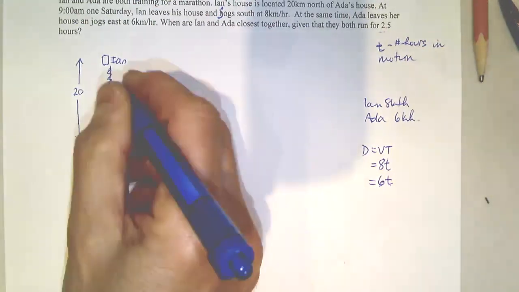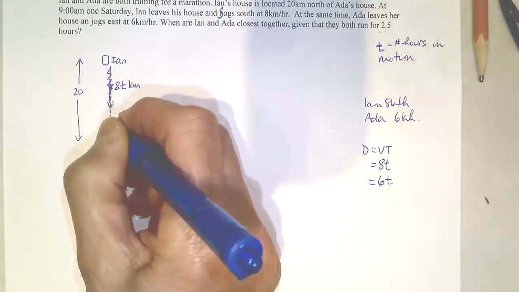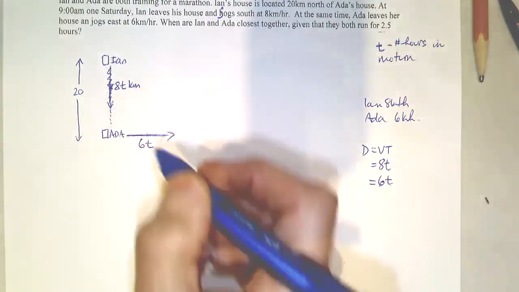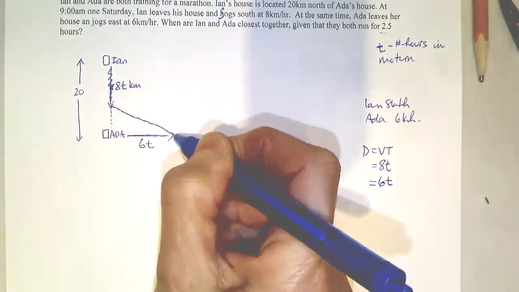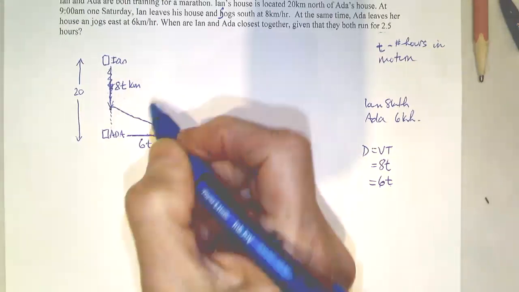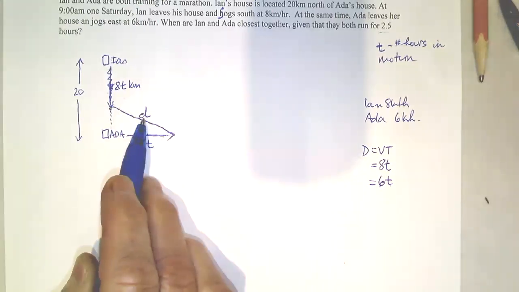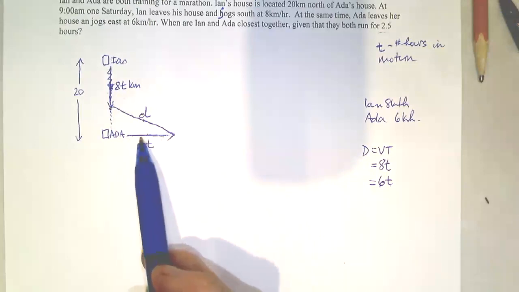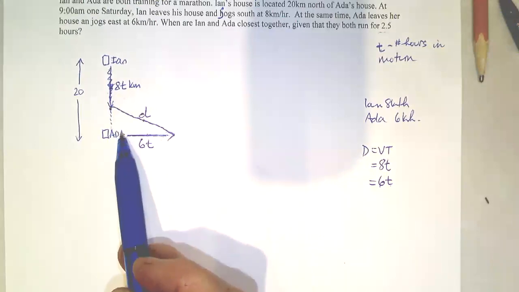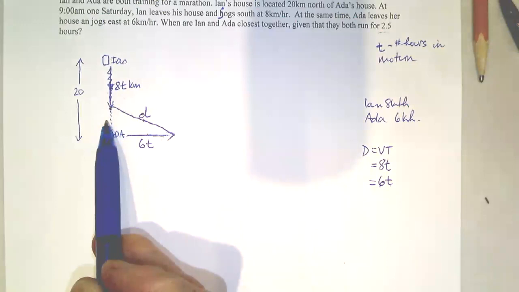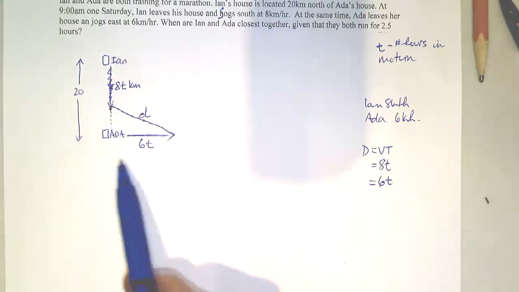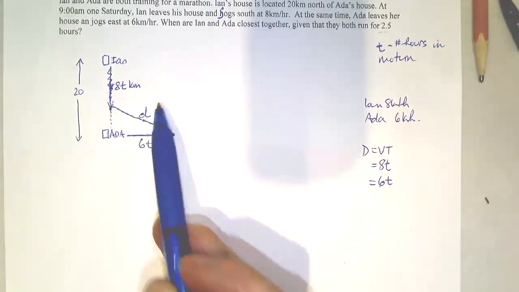Now, the only way I'm going to get these guys involved in a right triangle is if I go all the way to Ada's house, and then I connect the 2 arrowheads. So this is the distance that I'm trying to minimize. This is 6t. This is a right angle. I would love to have a variable right here so that I would have a triangle.